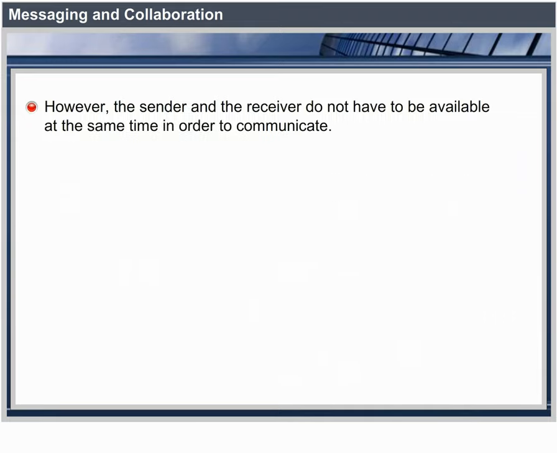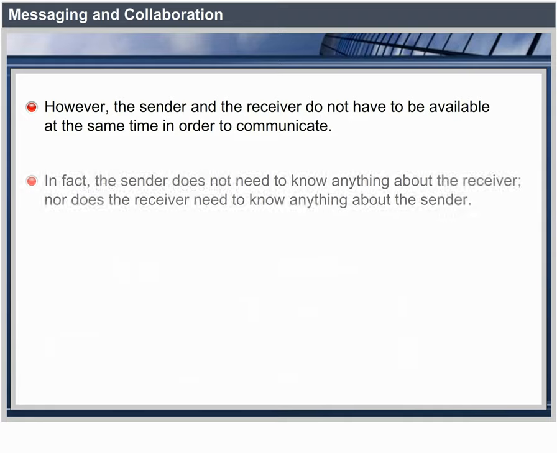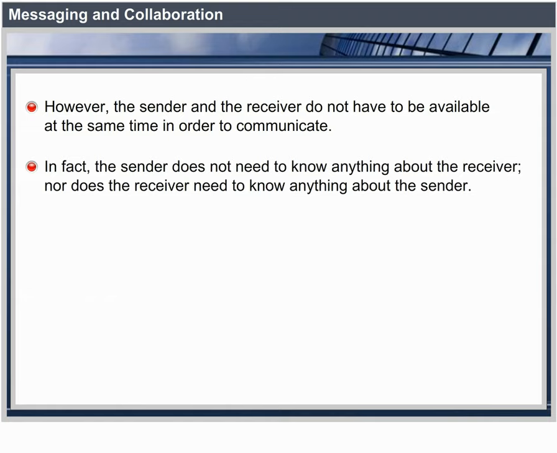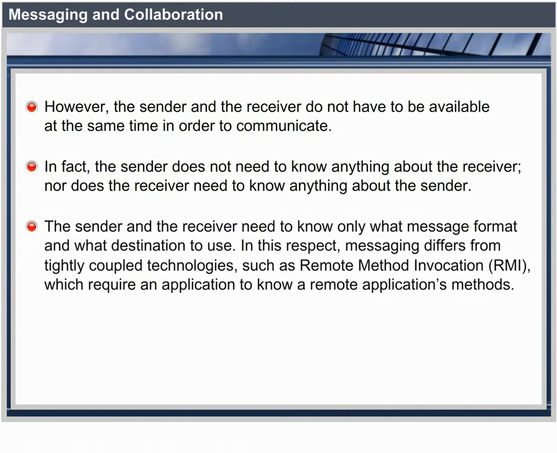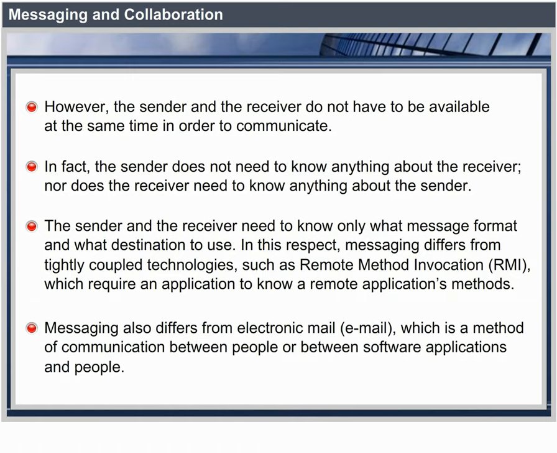However, the sender and the receiver do not have to be available at the same time in order to communicate. In fact, the sender does not need to know anything about the receiver, nor does the receiver need to know anything about the sender. The sender and the receiver need to know only what message format and what destination to use. In this respect, messaging differs from tightly coupled technologies such as remote method invocation, RMI, which require an application to know a remote application's methods. Messaging also differs from electronic mail, email, which is a method of communication between people or between software applications and people.